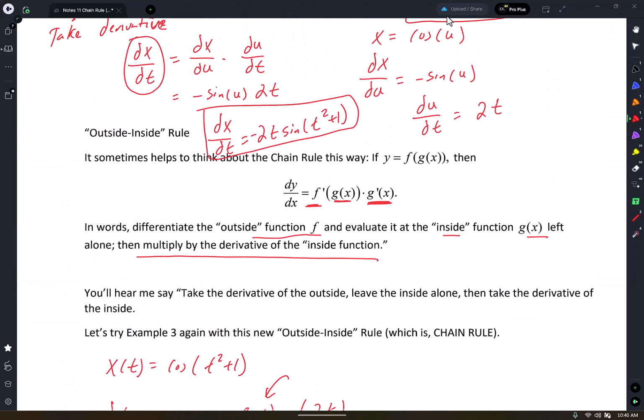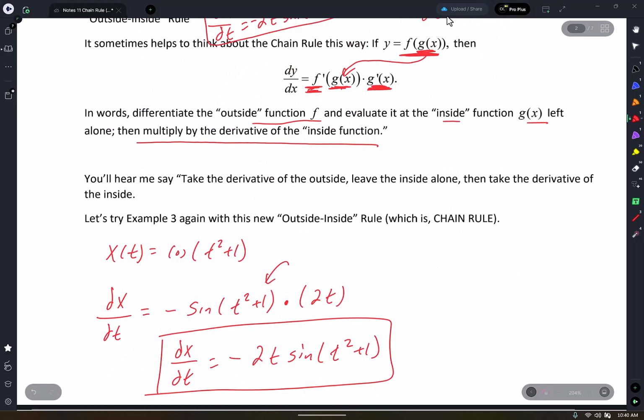Look, it's right here. Check it out. Miss Houston, look, you see the g of x? It's right there, g of x. It's by itself. Look, derivative of the outside, leave the inside alone, times derivative of the inside.